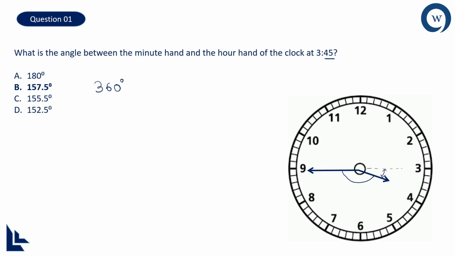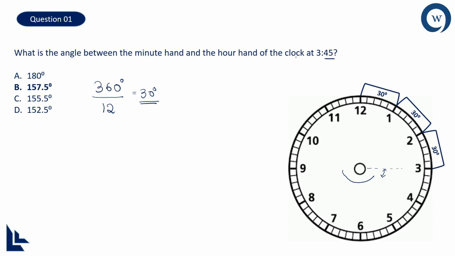And what is the angle contributed by each segment of the clock? That is 30 degree. So, angle contributed by each segment of the clock is 30 degree. And that's the reason why 12 to 1, if you consider 12 to 1 range, this angle is 30 degree. What about 1 to 2? That will also be 30 degree. 2 to 3, that will also be 30 degree.